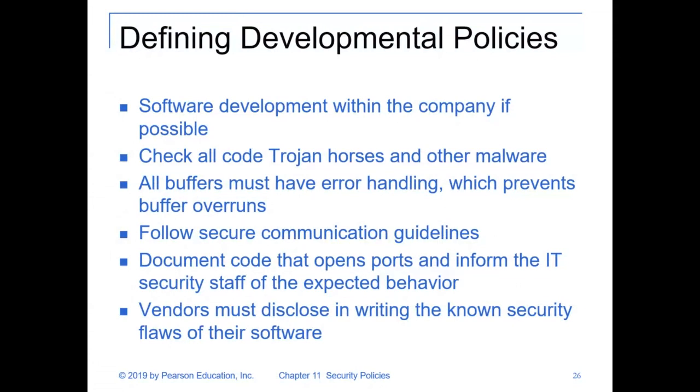So when we look at defining developmental policies, if possible, you want your software development within the company. You want to make sure that you check all your code for Trojan horses and other malware. All buffers must have error handling, which prevents buffer overruns. You want to follow secure communication guidelines. Document code that opens ports and inform the IT security staff of the expected behavior. And also, your vendors must disclose in writing the known security flaws of their software.